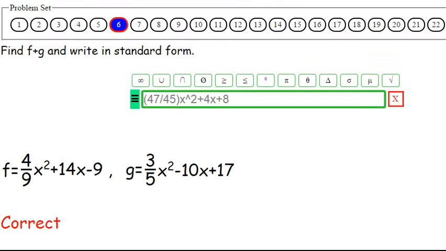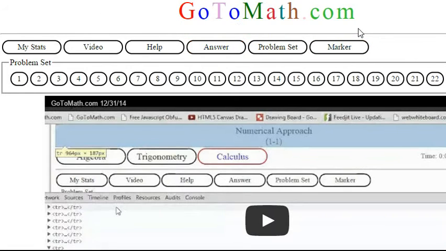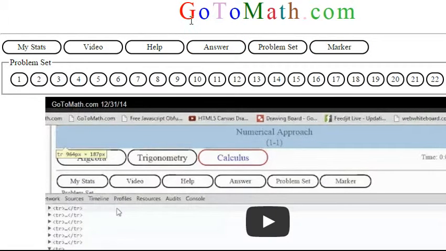Correct. All right, so we're over here at gotomath.com, fixing to plug in, get recharged, come back. See you in a little bit. Bye.